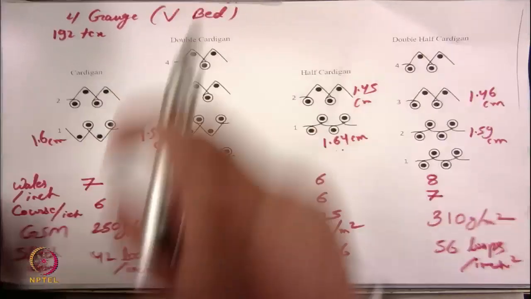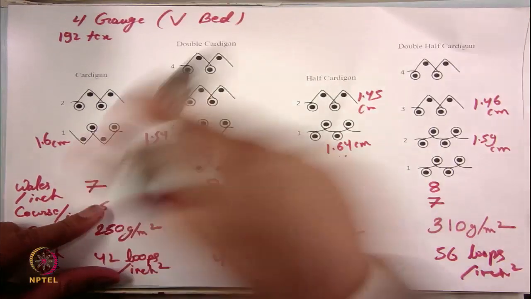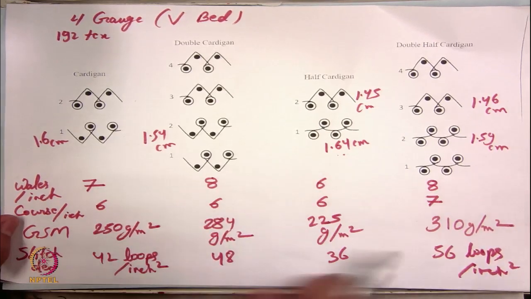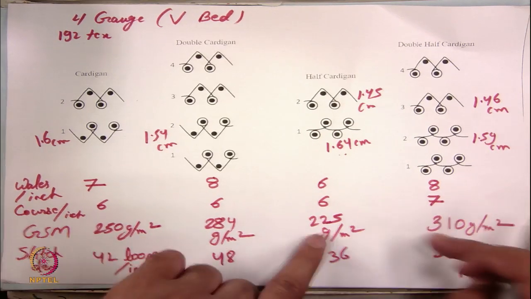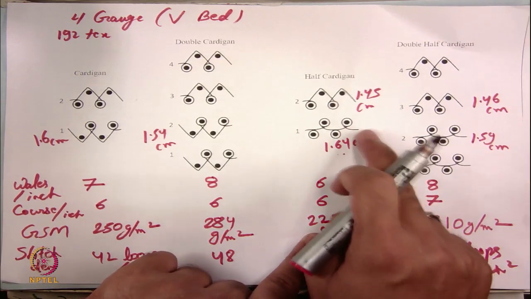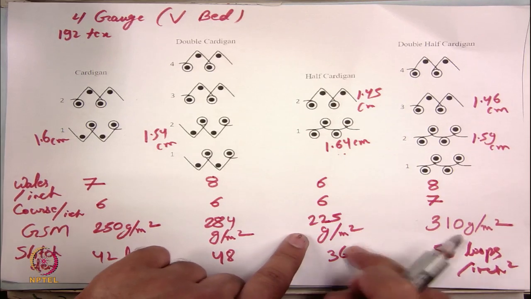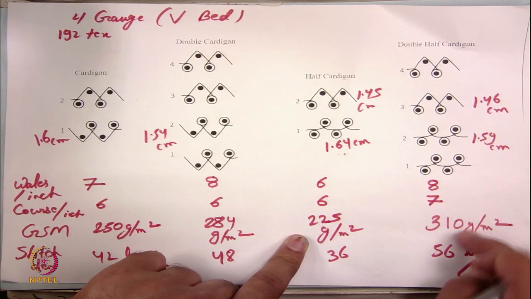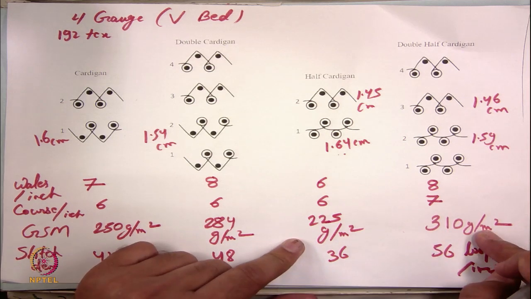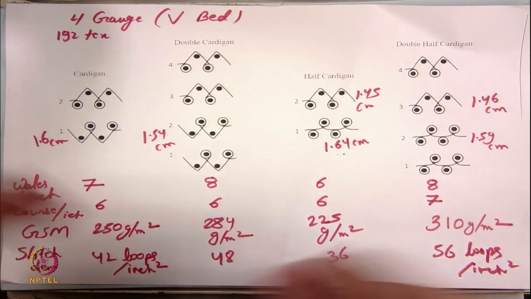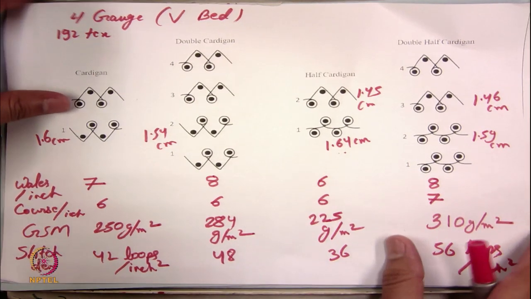Depending on how you place the tuck stitches in the fabric, the nature of the fabric will change. So sometimes it can go for lower weight also. So here you can see half cardigan is the lowest weight, 225 gram per meter square, and double half cardigan is the highest weight, 310 gram per meter square. So this is how we do the analysis for tuck variation.